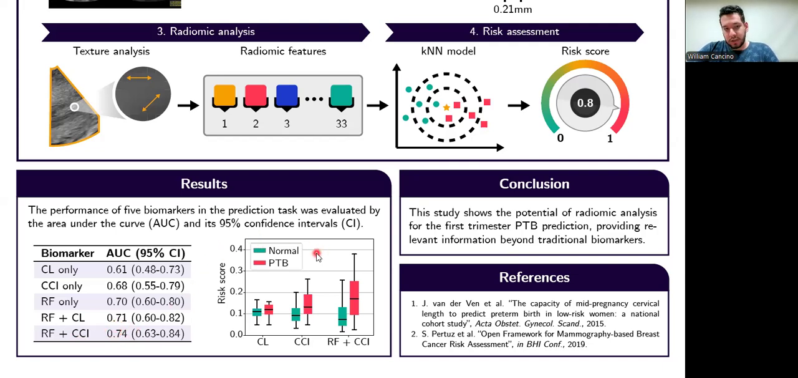We also checked the distribution of the risk score for both groups, normal and preterm birth. And again, the last scenario, radiomic features plus cervical consistency index, obtained the greatest difference in the medians.